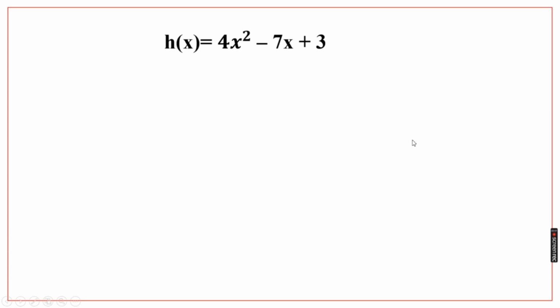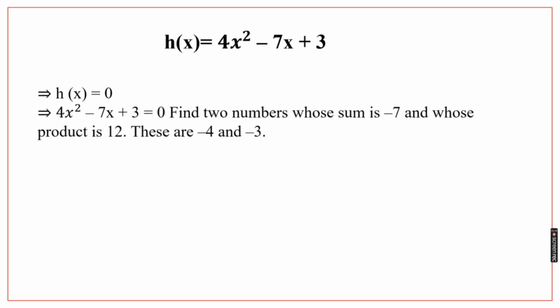An example is h of x equals 4x squared minus 7x plus 3. This is also the same, it's only the coefficients: a leading coefficient 4 and -7. So we follow the same procedures as we used in the previous example. So h of x equals 0. H of x is 4x squared minus 7x plus 3 equals 0.